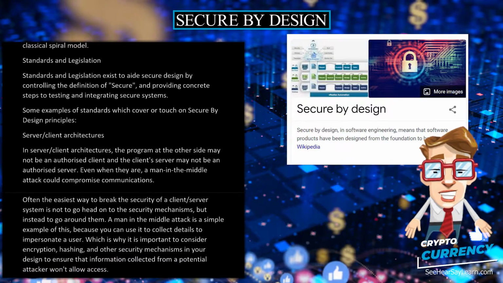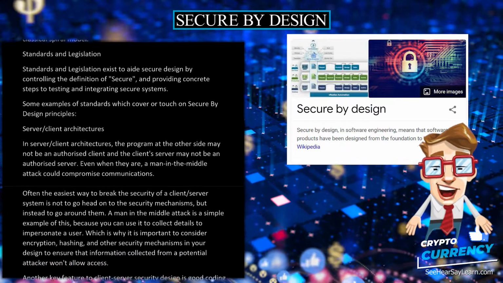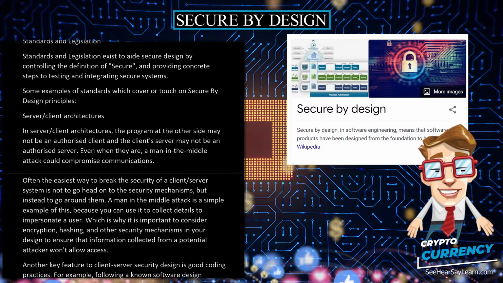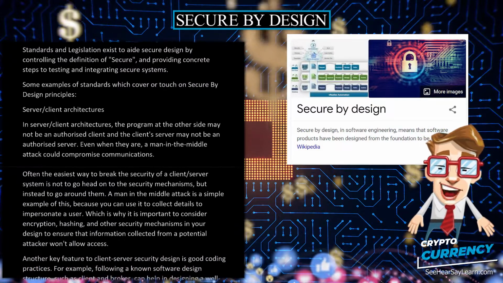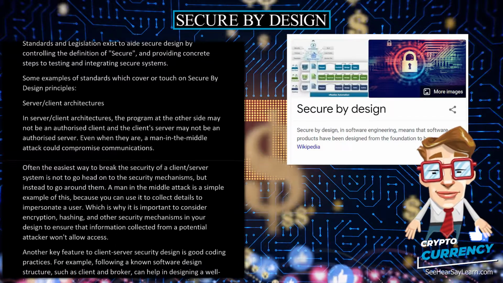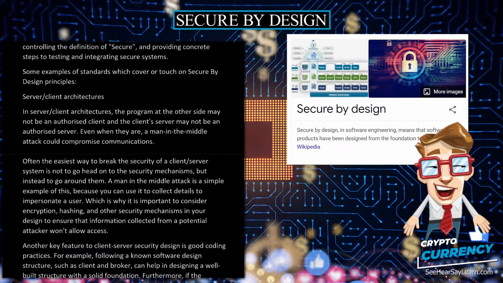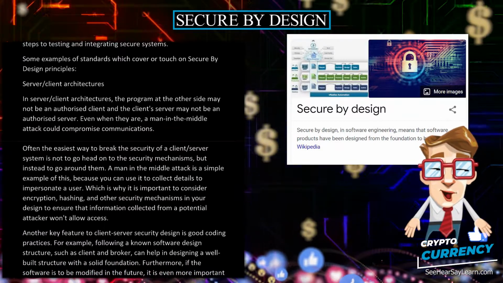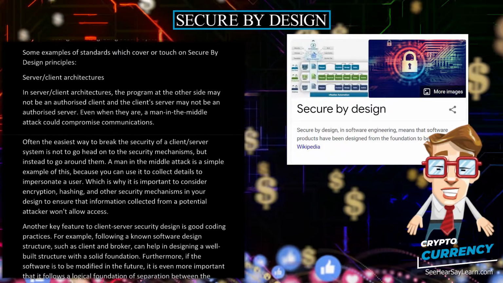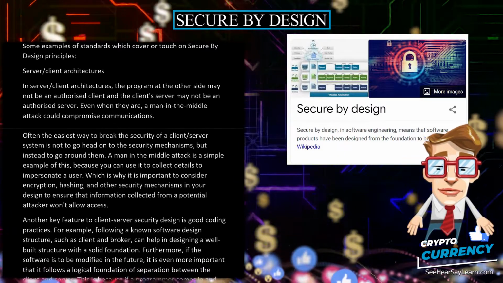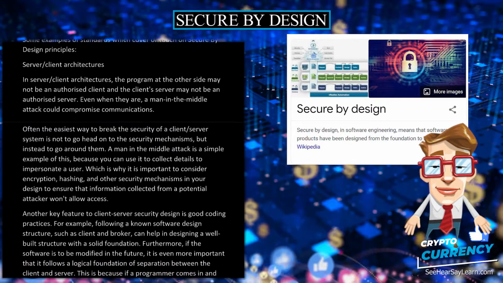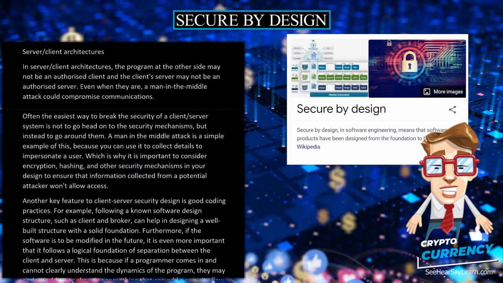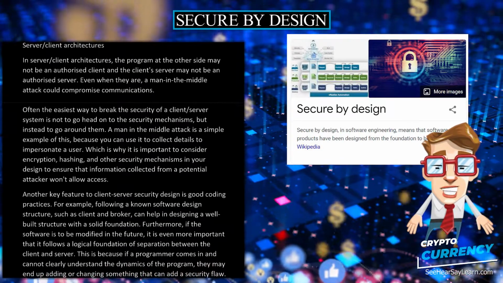Server/client architectures. In server/client architectures, the program at the other side may not be an authorized client, and the client's server may not be an authorized server. Even when they are, a man-in-the-middle attack could compromise communications. Often the easiest way to break the security of a client/server system is not to go head-on to the security mechanisms, but instead to go around them. A man-in-the-middle attack is a simple example of this, because you can use it to collect details to impersonate a user.